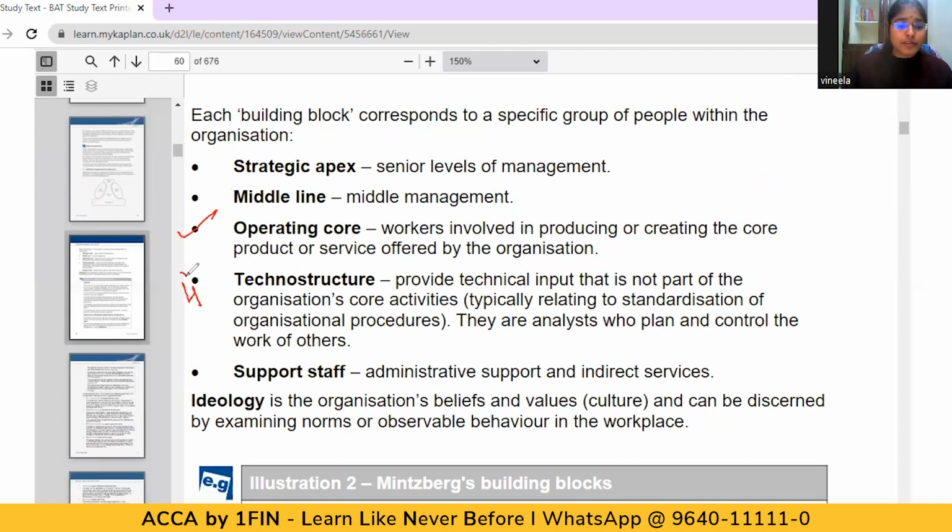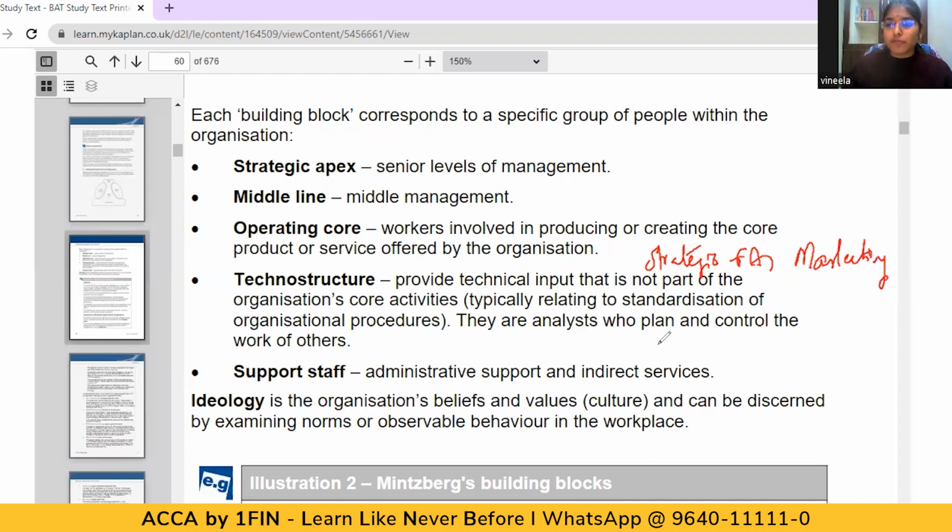And the fourth and the fifth ones are the people who are connected with these three levels. One is technostructure and the other is support staff. Coming to technostructure, these are the people who will provide you with technical inputs. These are not the people related to your core activities. They are related to non-core but technical activities in the organization. To say it simply, technostructure people are, take a strategic accountant or a strategic financial accountant or a marketing head.